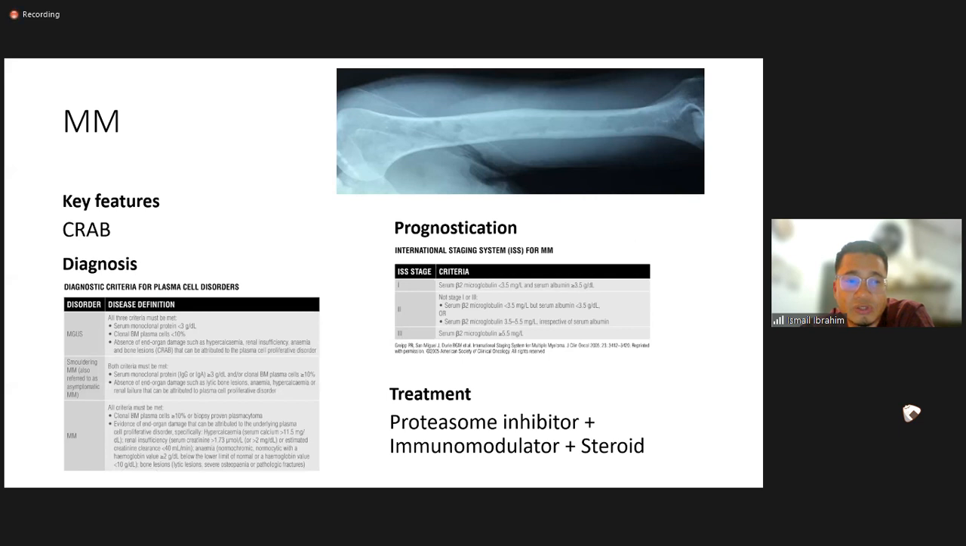For those patients who has no end organ damage, there's no CRAB, but when we do a bone marrow, we see significant number of plasma cell, i.e. more than 10%. We call it smoldering myeloma, i.e. asymptomatic myeloma. So the myeloma is there, but there's no end organ damage.